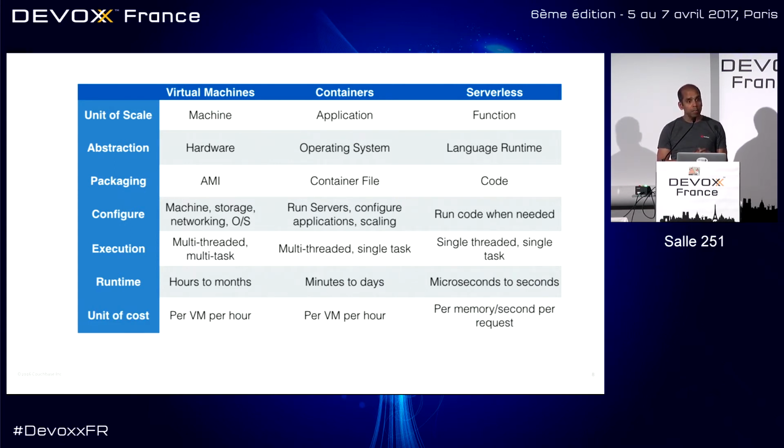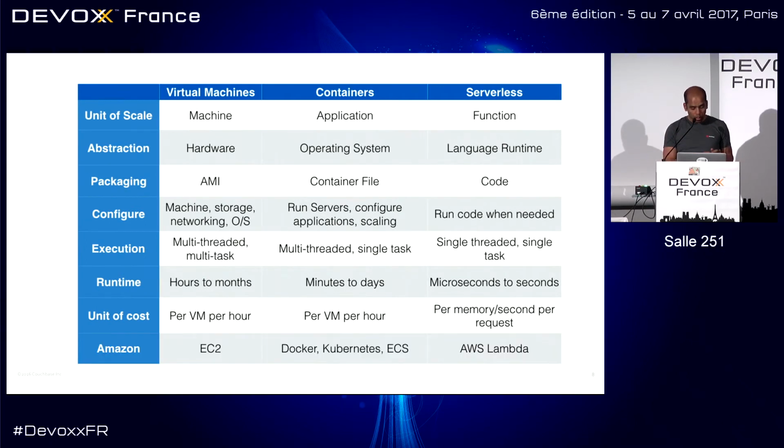Last but not the least, in terms of unit cost, we're really looking at per virtual machine per hour. That's the unit of cost for VMs. And for containers, you're still running on a VM somewhere in the cloud, so it's still per VM per hour. But for serverless, what you're looking at is per memory per second per request. And we'll talk a little bit more about the serverless model so that you get a better understanding of this.